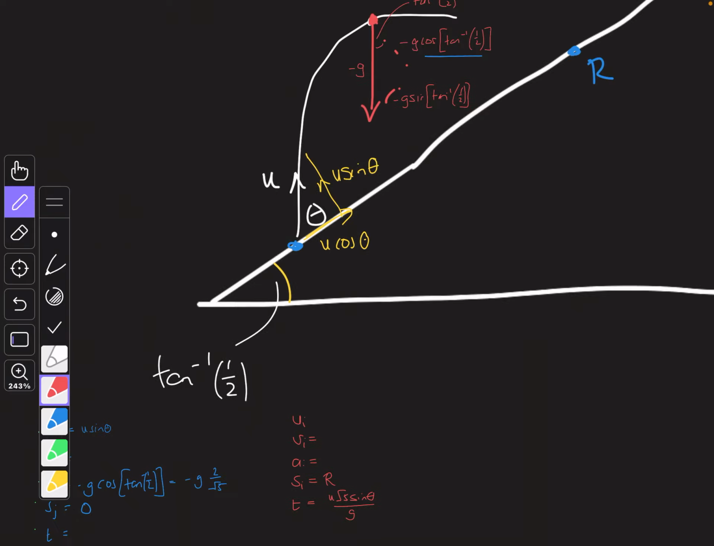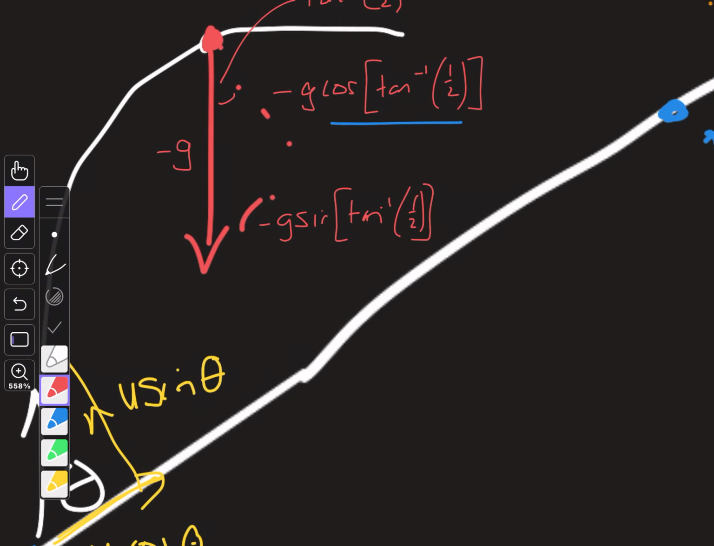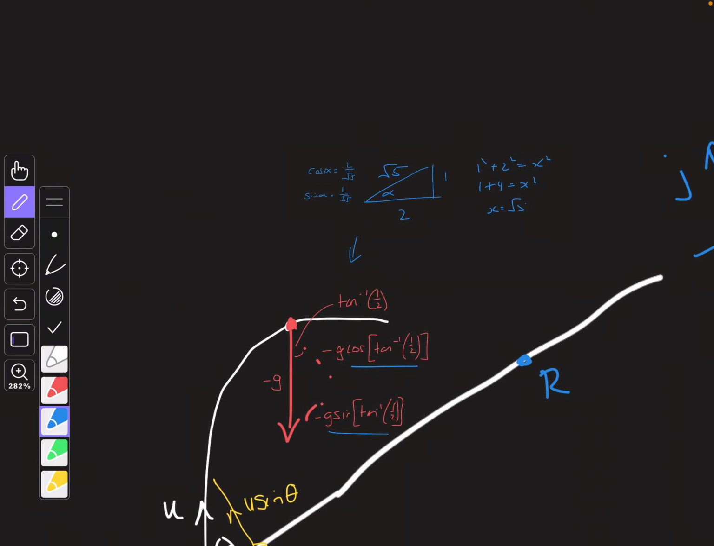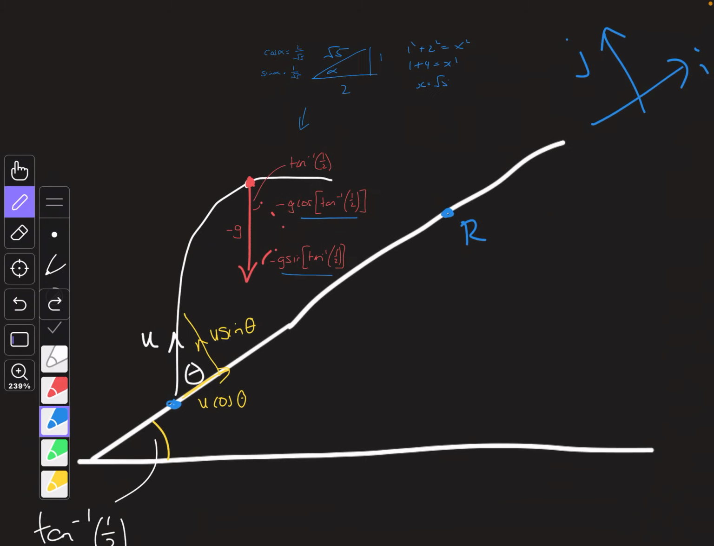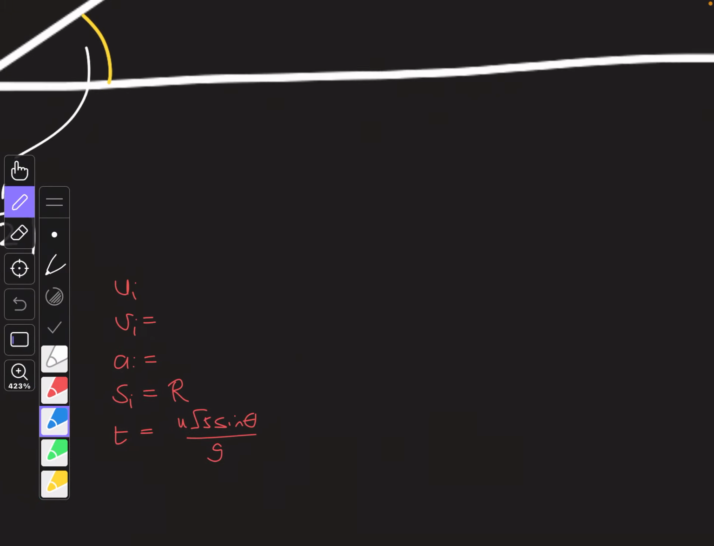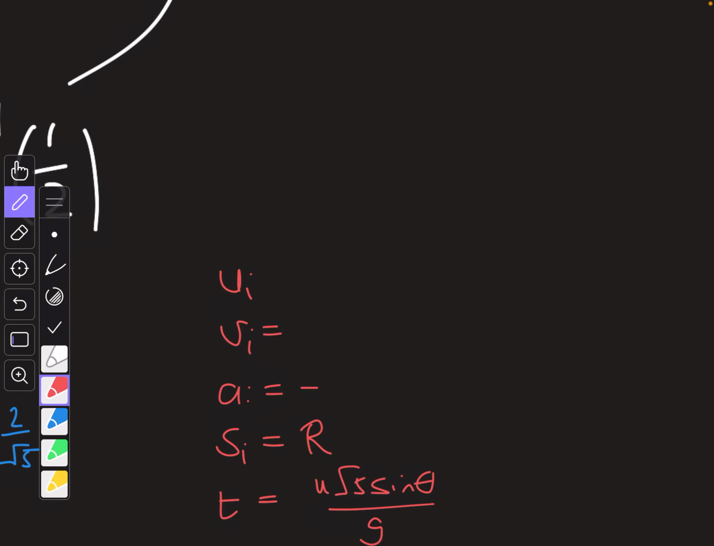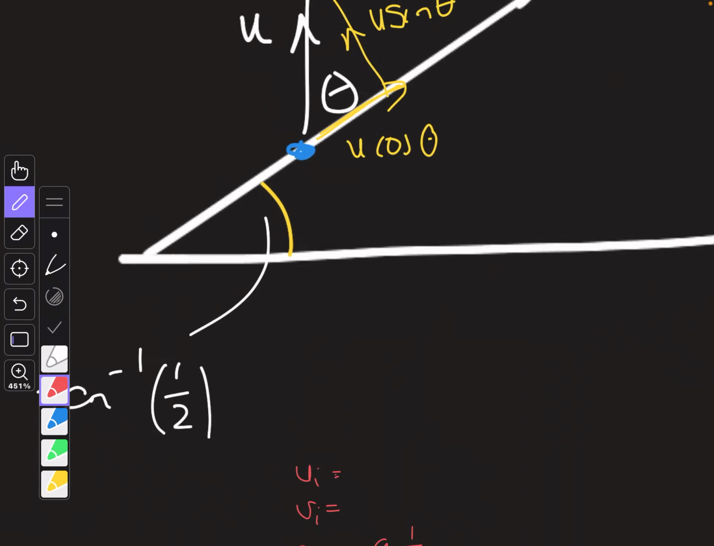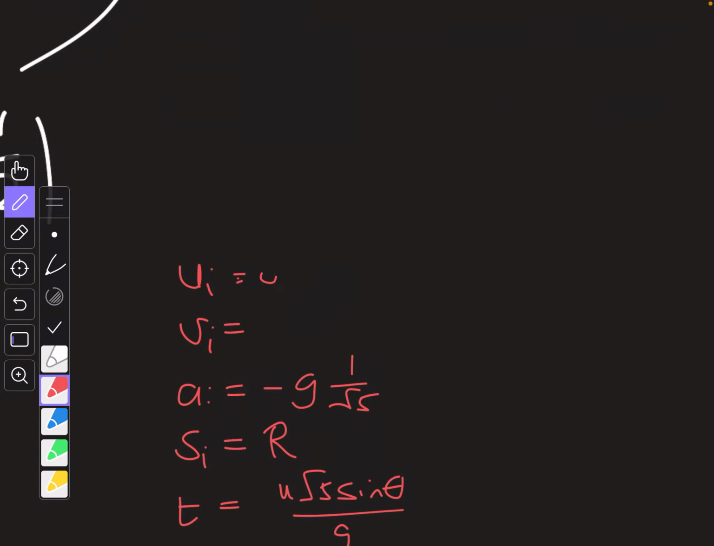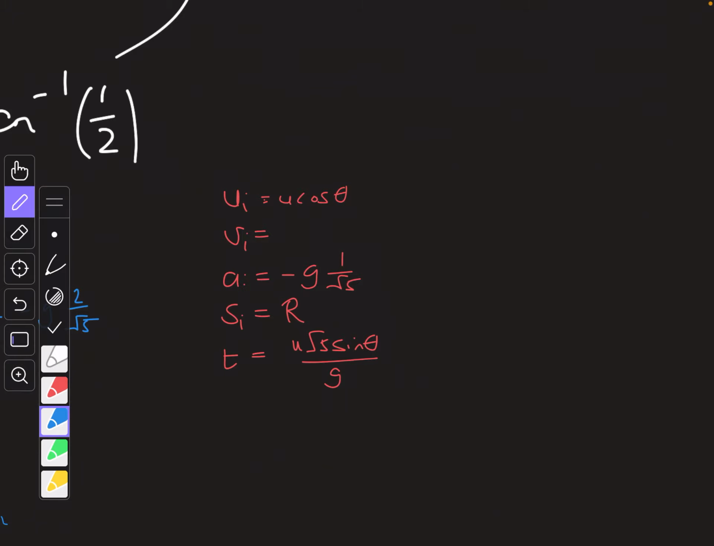My acceleration is this guy here, minus g sine alpha. So this is going to correspond to this guy, okay? So that's going to be 1 over root 5. So minus g 1 over root 5. So I'll just plug that in now. Minus g times 1 over root 5. My velocity I don't know, and my u is my initial, which is u cosine theta. Okay, cool. So, exact same again.